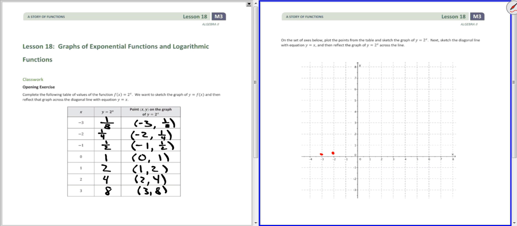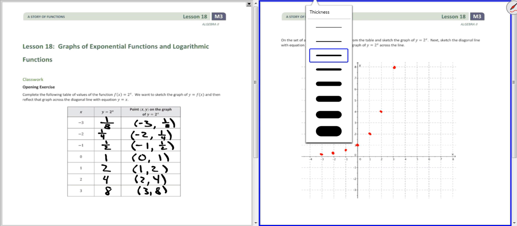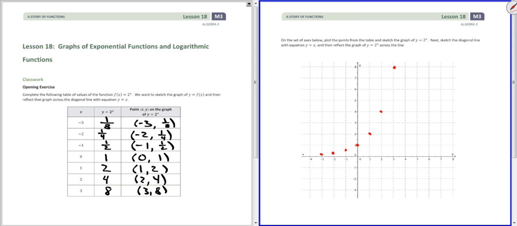All right. When x is -1, y equals 1/2. And then 0, 1. 1, 2. I'm going a little faster now. 2, 4. Yep. And 3, 8. And now I'll use my skinny line to connect the dots. Taylor, line test. About there.